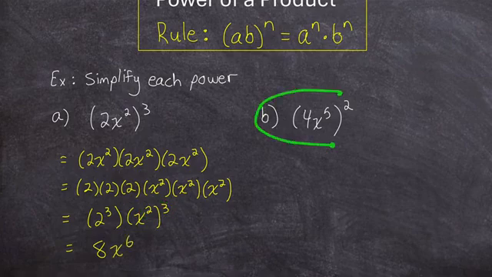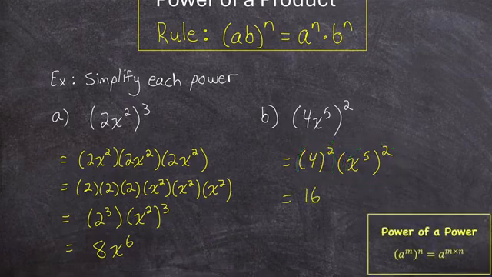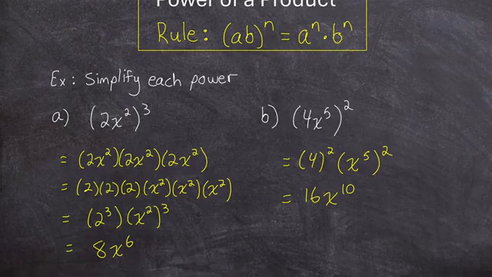And now let's do part B a little bit quicker. Because the base of my power is a product of a 4 and an x to the 5, I know I have to apply this exponent to both factors of the base. I'll have to do 4 to the power of 2 multiplied by x to the 5 to the power of 2. And then simplifying each of these powers, 4 squared is 16, and then x to the 5 squared, using the power of a power rule, I keep the base of x, and multiplying these exponents together, 5 times 2, my new exponent becomes 10.